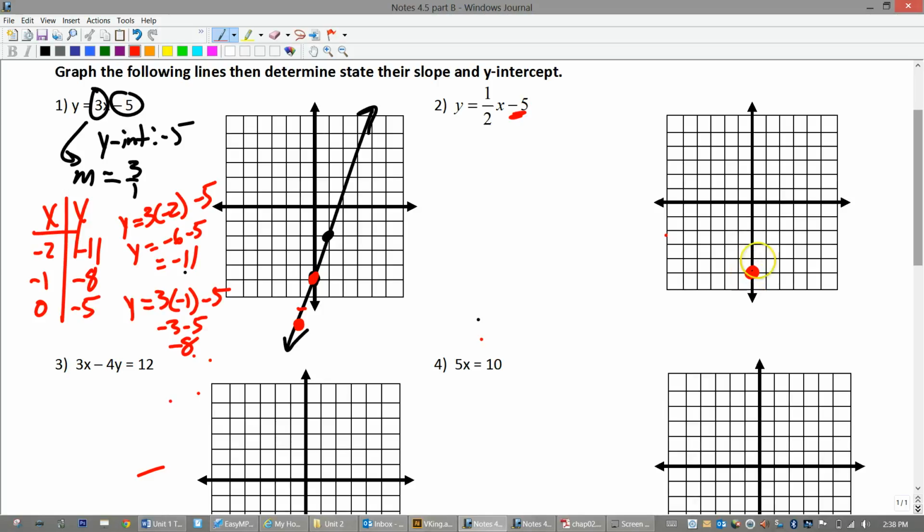Whenever I'm graphing by slope and an intercept, I recommend you always go to the right and choose to go up or down based on the sign of the slope. Okay? Another perfectly straight line.